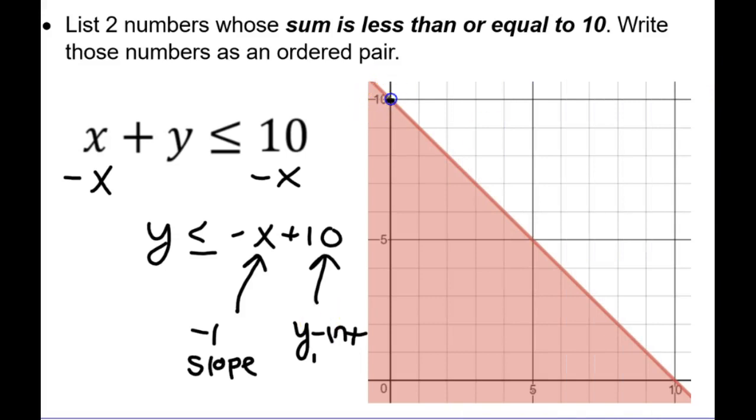There's my y-intercept of 10. My slope of negative 1 means I'm going to go down 1 and over 1, and that's where my line comes from. Remembering that less than or equal to means I'm going to include the boundary line, so it's a solid line. And since we're going less than, we're shading everything below that particular boundary line. So this creates that solution area that we've been talking about.